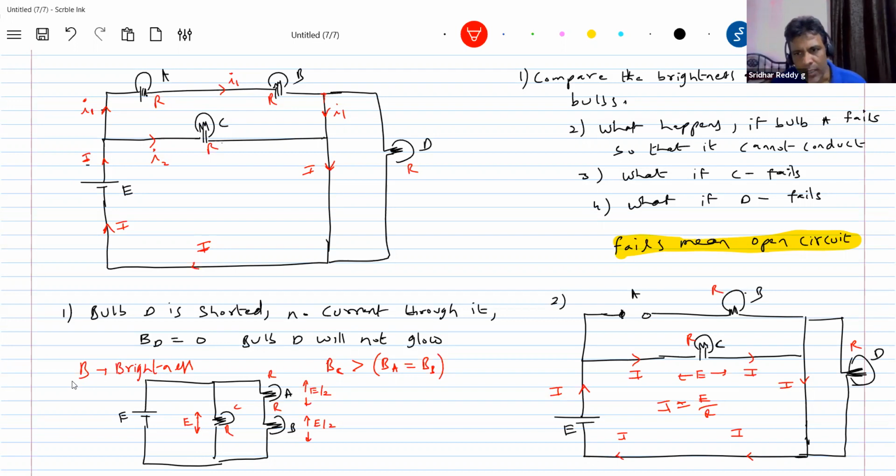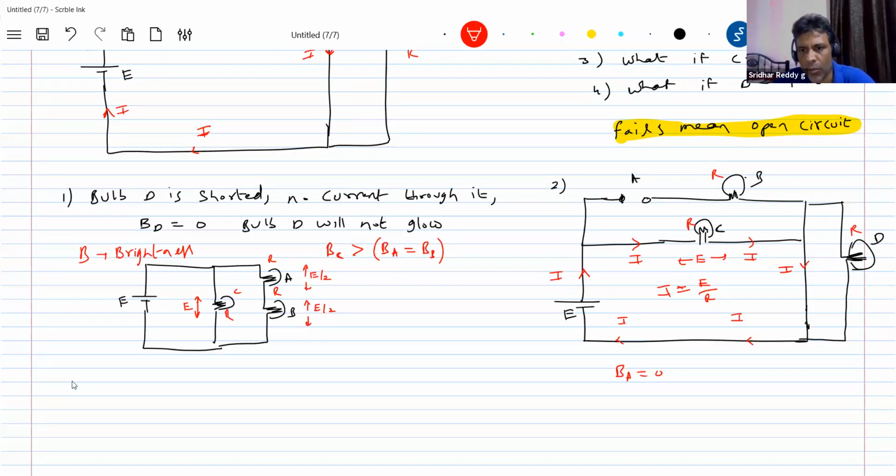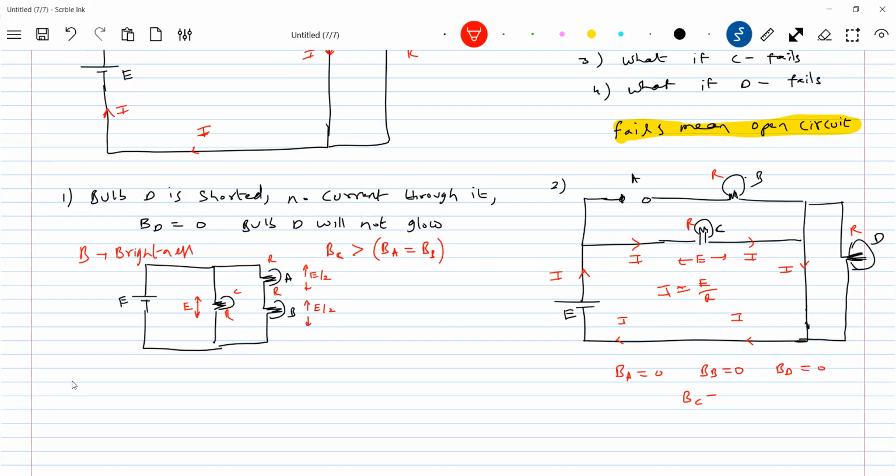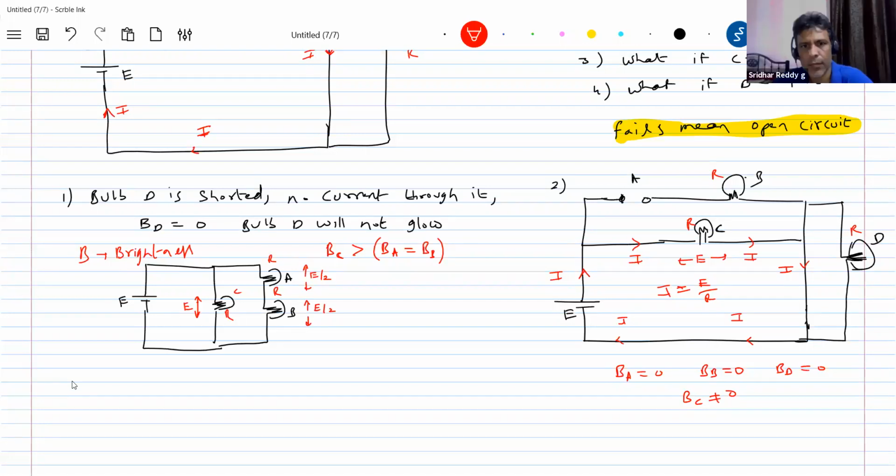So there is no current. So what is the brightness of the bulbs B and D? It will be 0. A will not glow, B will not glow, D will not glow, and then C will have maximum brightness. This bulb fails. Fails means you have to assume like this. This is the condition.